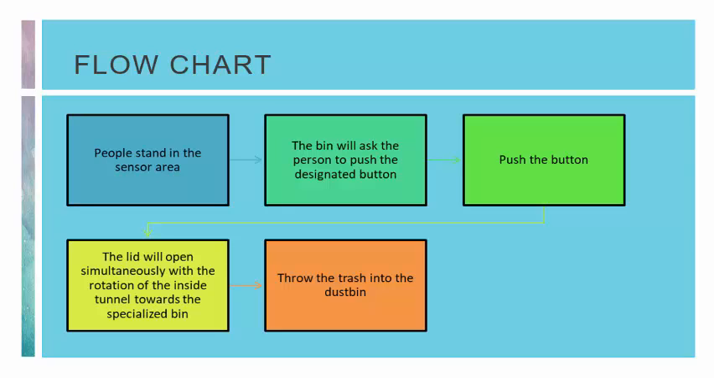This is the flowchart to dispose waste to the dustbin. First, people that come to the dustbin will stand near the sensor area. Second, the sensor will detect a person, thus the speaker will produce sound that contains instructions to recycle the garbage. When the button is pushed, the lid will open simultaneously with the rotation of the inside tunnel towards the specialized bin, and then we can throw the garbage into the bin.